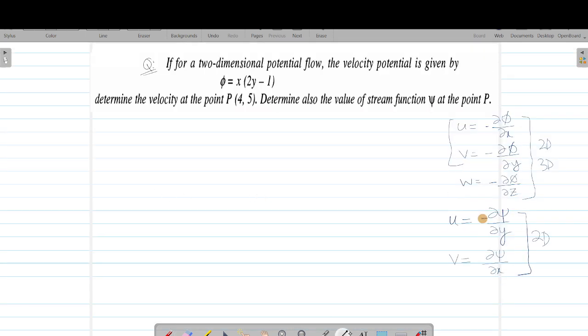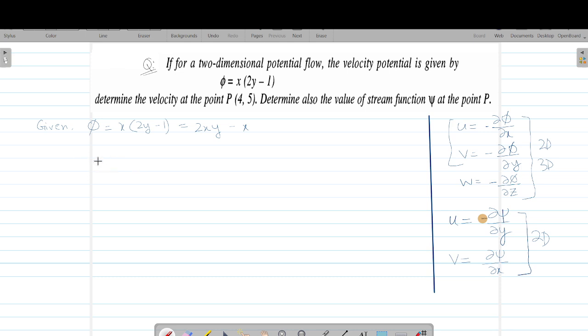So let me just separate it, and these are the formulas that you just need to know. If you know these formulas, you can very easily figure out the solutions of different problems regarding potential flow or the stream function. So now let's write down what we are given here, and we will show the solution step by step. Given phi, the potential function is x(2y minus 1), you can write it like this, 2xy minus x. I've just simplified it a bit so that it becomes easier to do the derivations.